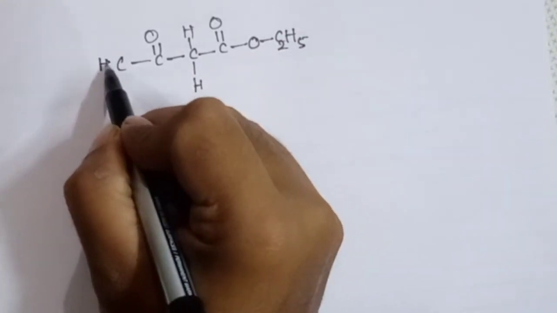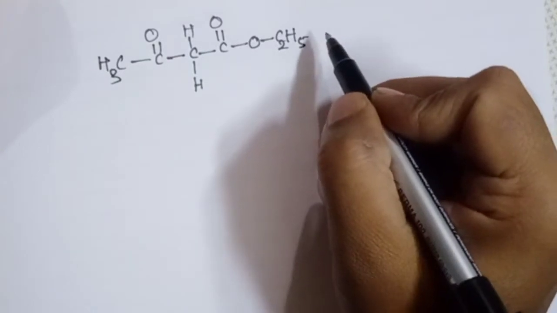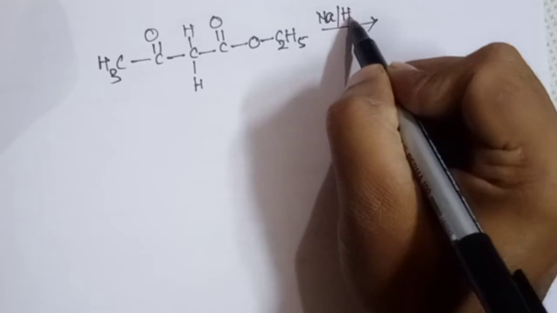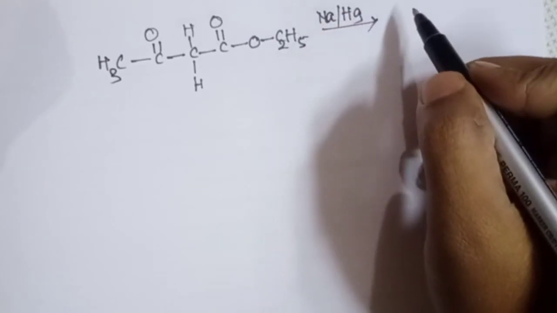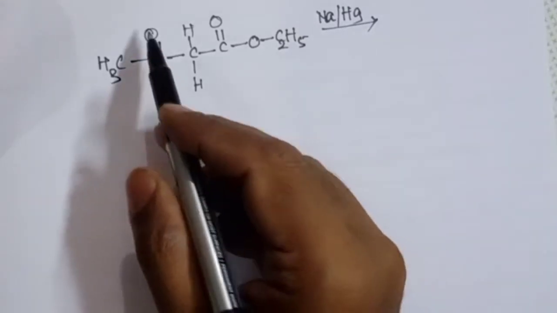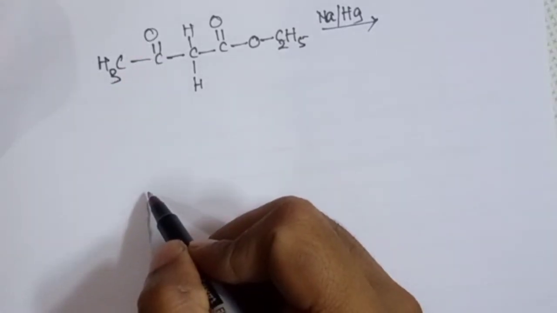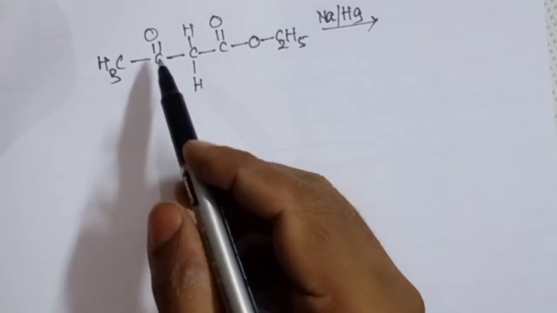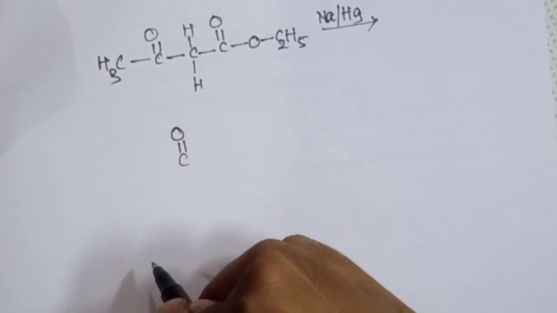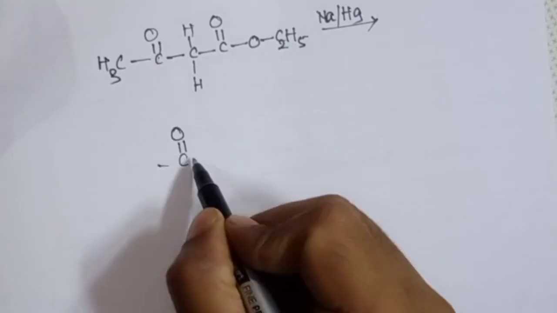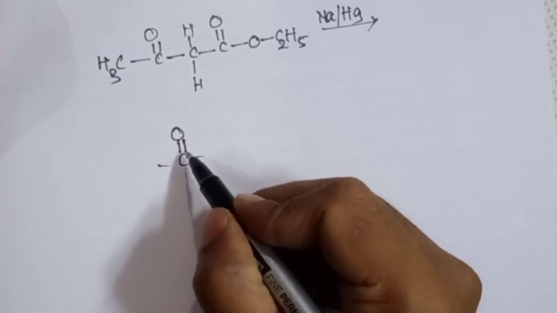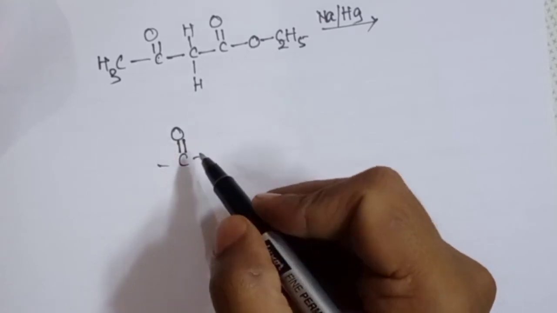CH3, C... On reductions, say I place a reduction with sodium amalgam. When I add sodium amalgam, it will reduce the ketonic carbonyl compound. Carbonyl compound means C double bonded O, so this one will be reduced. Reduction means addition of hydrogen in place of a double bond.